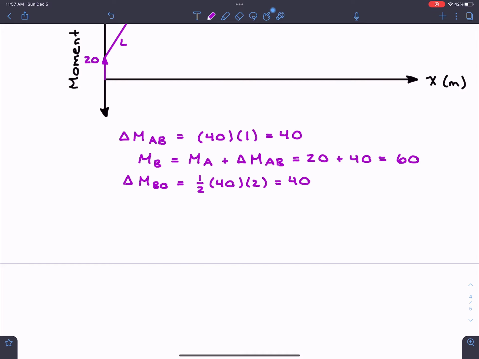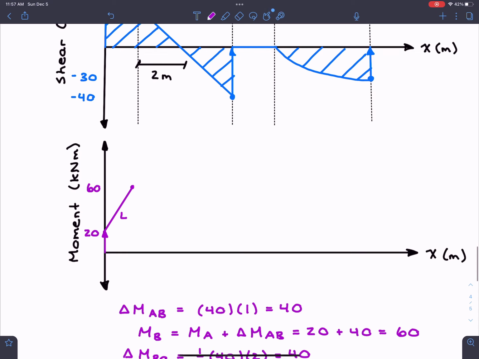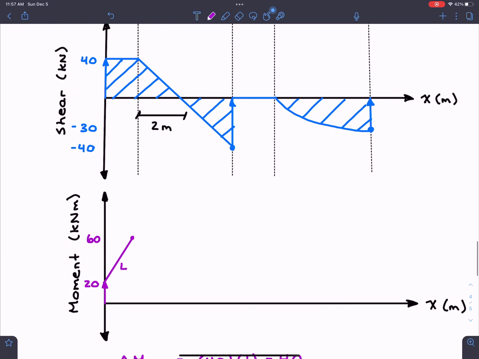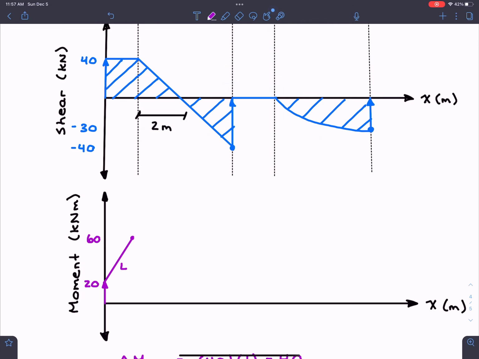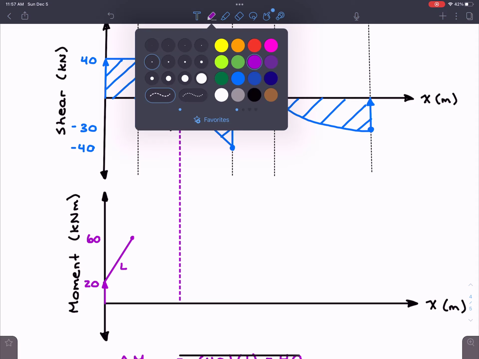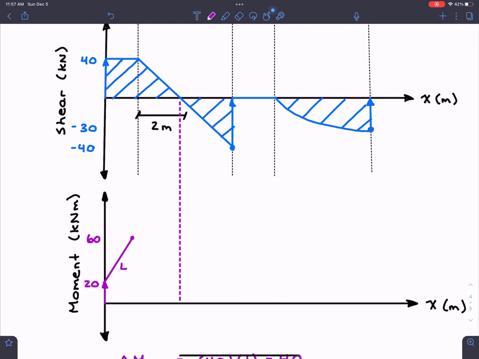I'm not going to do the moment there, because once we find the change, you can all do the simple calculations. So we know at this point right here, which I'll do a dashed line to show everybody what I mean, our moment goes up by 40, so we're going to go from 60 all the way to 100. Again, 60 plus 40. And if we look at the order, since our shear is linear, we now know that this must be quadratic.